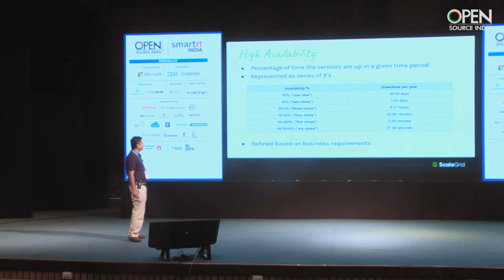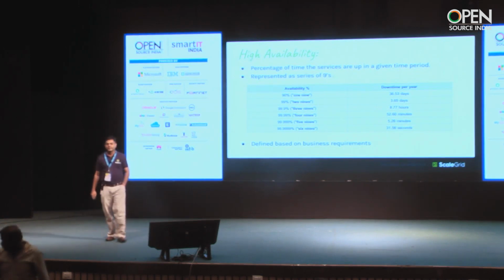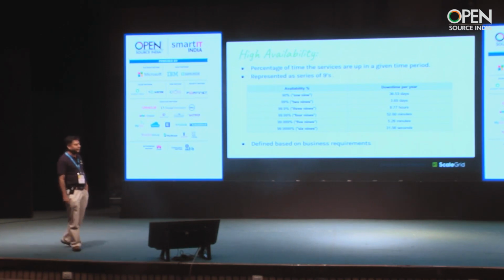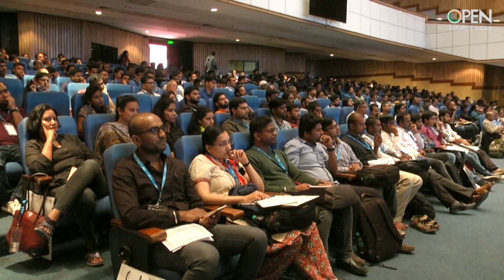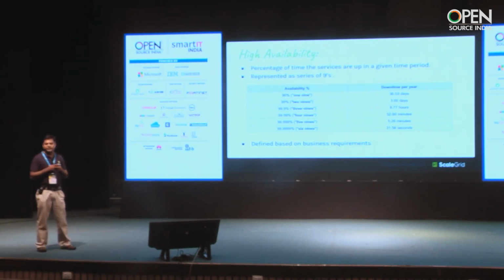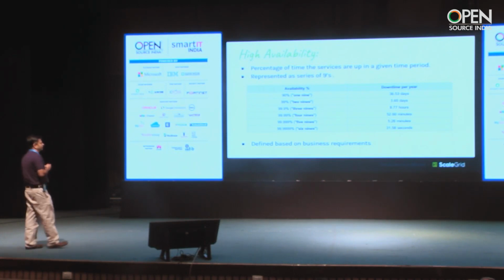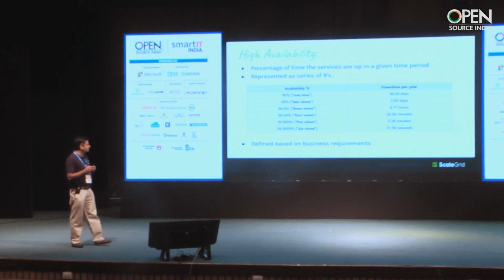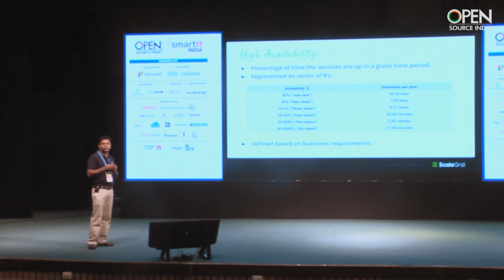So what exactly is high availability, right? It is basically the percentage of time your services are up and running in a given period of time. It is usually represented as a series of nines, as you can see in this table. And what exactly high availability means for each of you really depends on your own business requirements. For example, if you are expecting a high availability of say 6 nines, that means you cannot afford any downtime which is more than a few seconds, spread across the entire year actually.